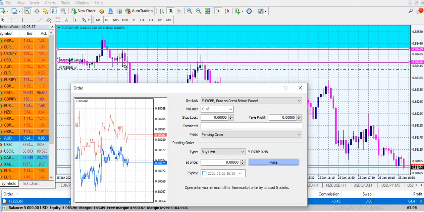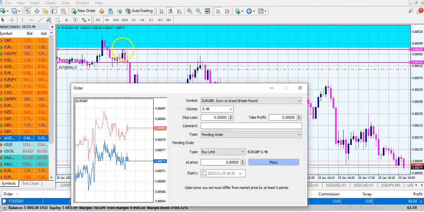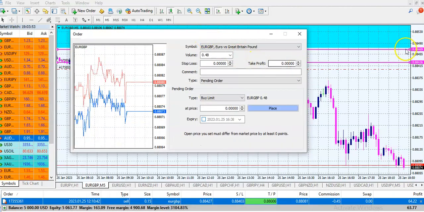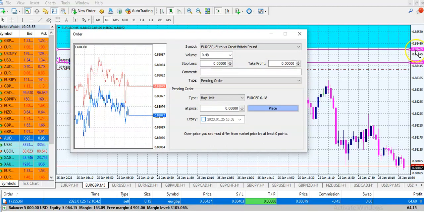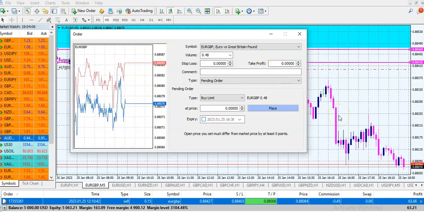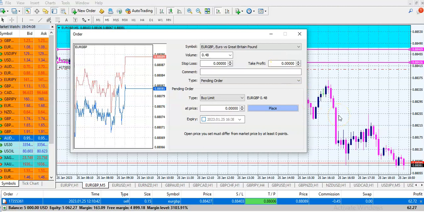That is exactly where your entry is going to be, and of course your stop loss is going to be at the distal, the part of that order block that is further away from the current market price. When we put our horizontal line there, we were able to notice that it's at 0.88469. So that's what we're going to put there. And next, I'm going to show you how to determine your take profit.